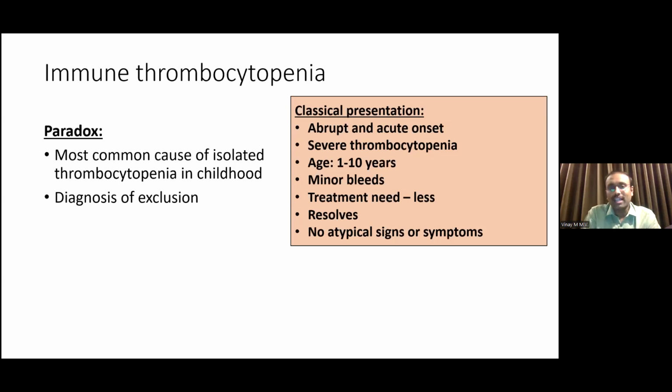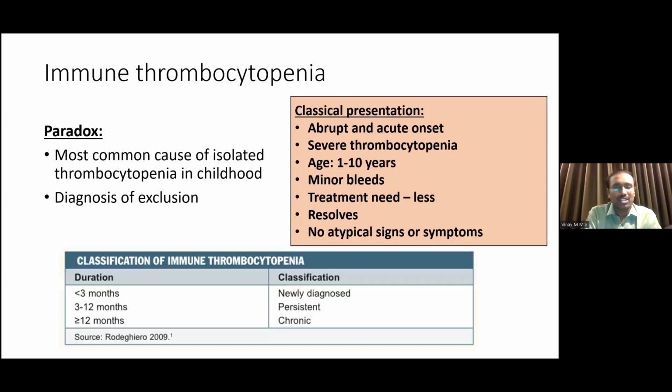So usually ITP presents abruptly, acute onset, and usually it is severe thrombocytopenia. The age is between 1 to 10 years. They usually present with minor bleeds like skin bleeds or mucosal bleeds, and the treatment needed is often less. So whenever more than 2 or 3 lines of treatment are used within the first 6 months of treatment for ITP, we should always think whether we are seeing it correctly. And most of the time in childhood ITP resolves, and there should not be any atypical signs or symptoms.